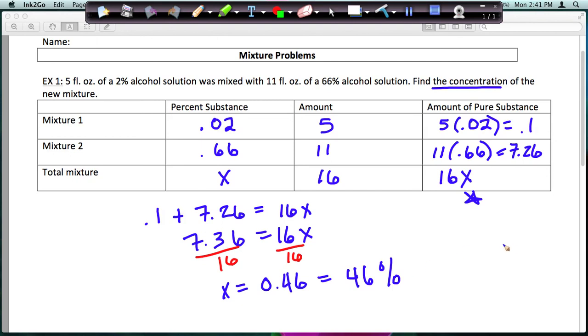Okay, you have an example 2. Go ahead and try and set up the table by yourself, and then I'll set it up and solve with you.